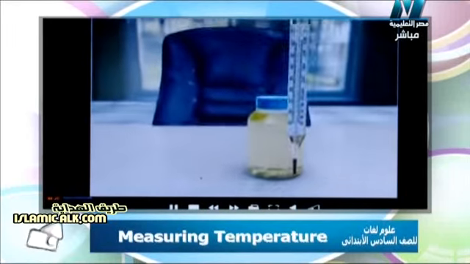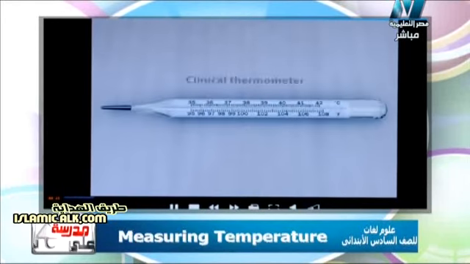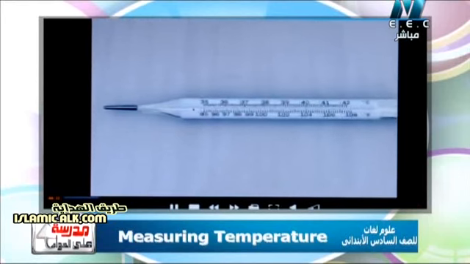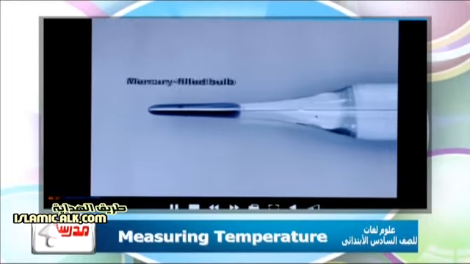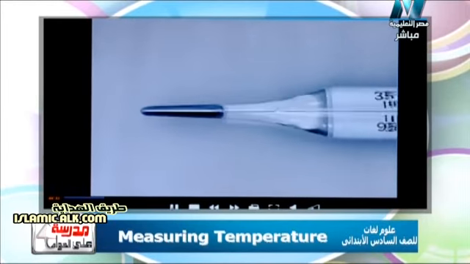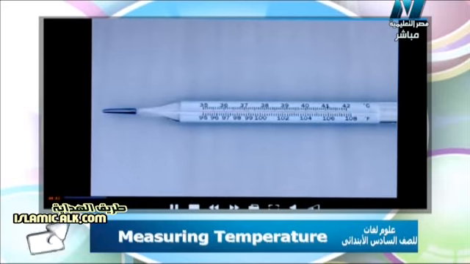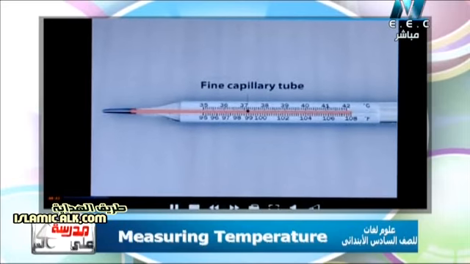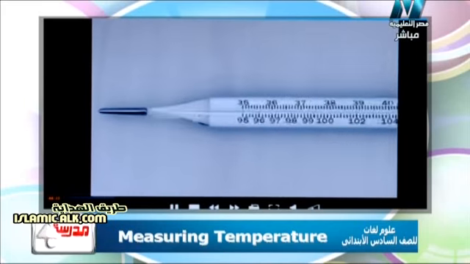Okay. Now we will see the structure and the usage of the medical thermometer. It started from what to what? As I said, it started from 35 Celsius to 42 Celsius. Now what is this? It's a mercury bulb. Here is the mercury reservoir. Okay. And it's a very fine capillary tube, fine meaning very thin, which inside it there is mercury.